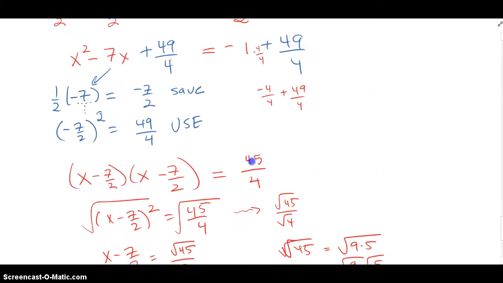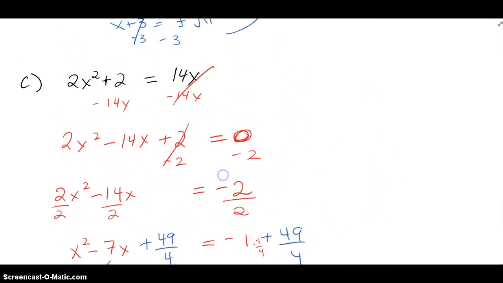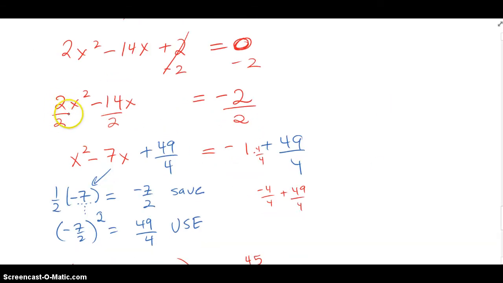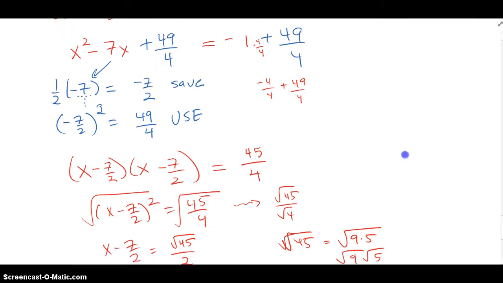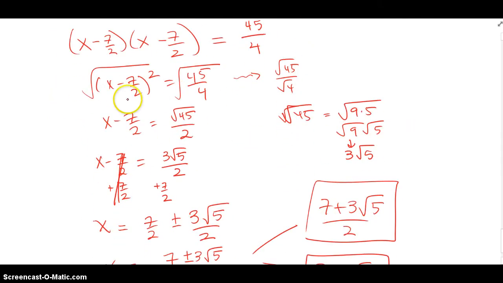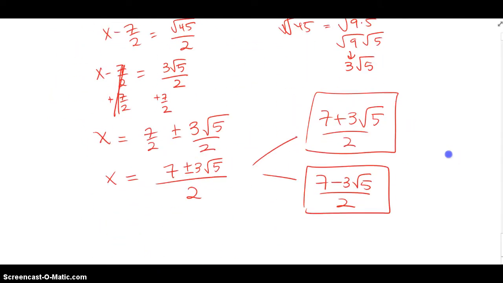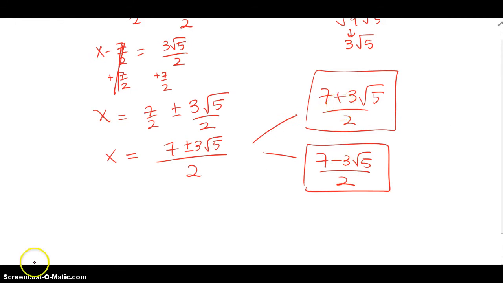So notice all the work we went through. Put it in standard form, move the constant. Make sure the leading coefficient is 1. Do the half business. Now you're ready to square root both sides and simplify to get your final answers.